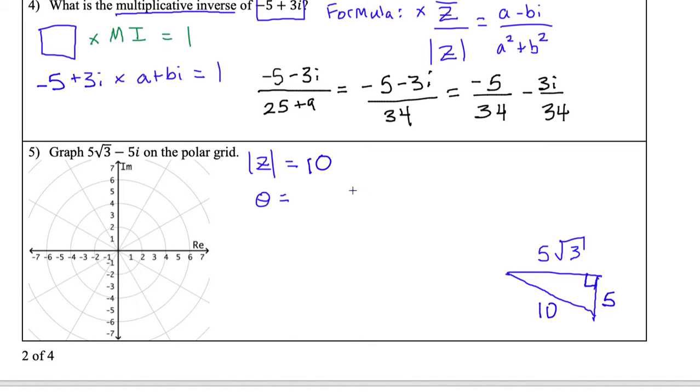Okay, well then what was the angle? So if I have 5 square root of 3 minus 5i, that should be somewhere down here because it's positive real, negative imaginary. It should be somewhere down here in quadrant 4. It was 30 degrees. So if I want a positive angle, I can take 360 and go back 30. 330.